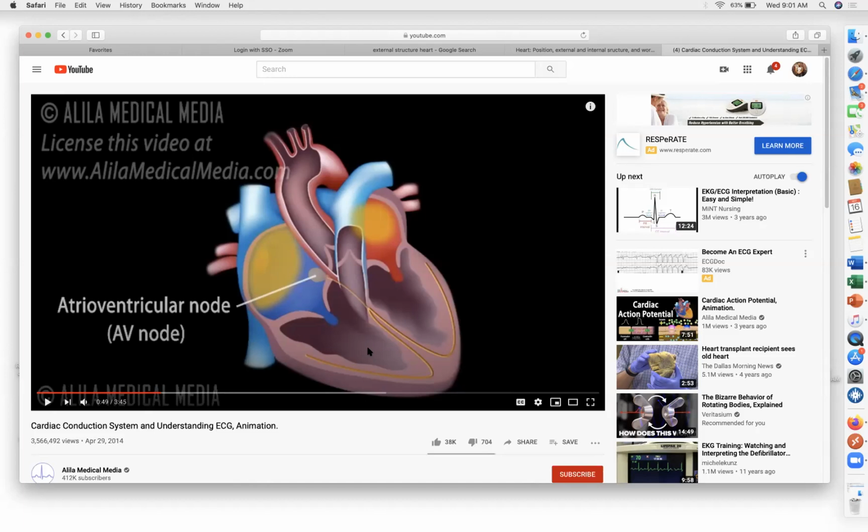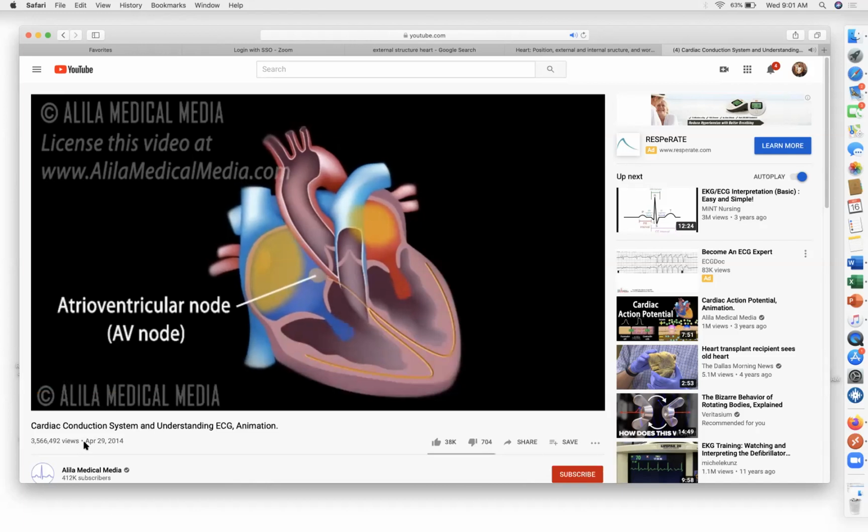go down, right? So SA node is the pacemaker, and it typically fires around 100 beats per minute, but that's really too fast for us. So the AV node slows it down, okay? And the AV node, so SA node, pacemaker, AV node, the brakes or the gateway for the electrical conduction of your heart.